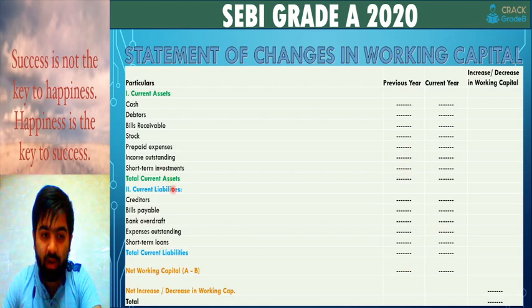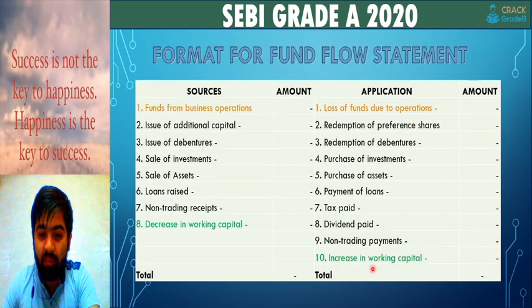Now you know current assets minus current liabilities, A minus B, it will come here, you will get working capital, and when you subtract this you will get the net increase or decrease in working capital. And if it is an increase in working capital, it will come on the right side, and if it is a decrease in working capital, it will come on the other side. And it will always tally, the format for the fund flow statement will always tally.